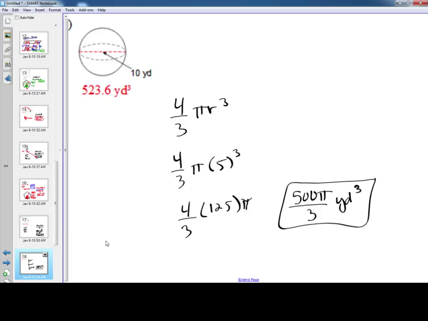Wait, why'd you leave it like that? Because it's accurate. Wouldn't you divide it by 3? 500 divided by 3, you get a decimal. I don't like that decimal. They might go ahead and divide, and also multiply by pi and get you like 523.6.